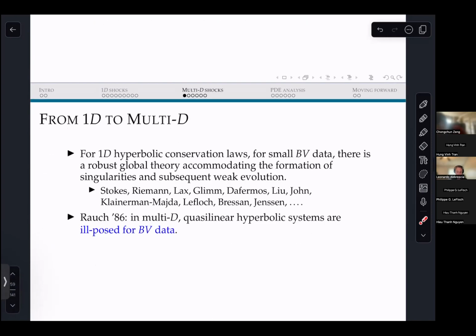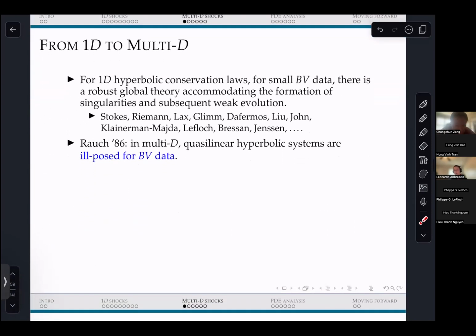Okay, and why is it so hard to go from 1D to 3D? Well, in 3D, you cannot sweep the singularities under the rug in the functional framework of BV. There's a result by Rauch in '86 that said that for any multi-dimensional analog of BV that you can wish to construct, you can prove that the quasi-linear wave equations are ill-posed in BV. And so really the only functional framework that is available for 3D wave equations are L2 Sobolev spaces.